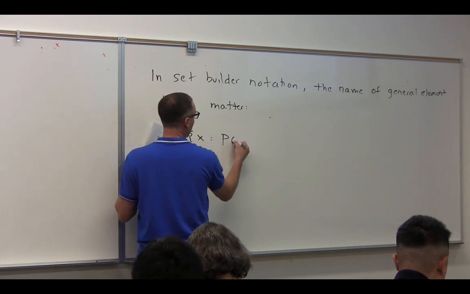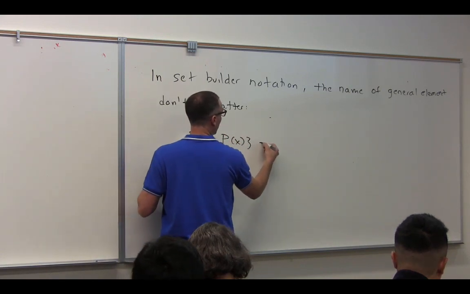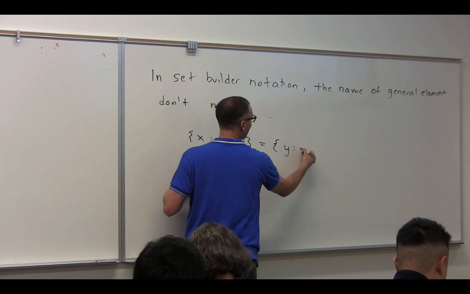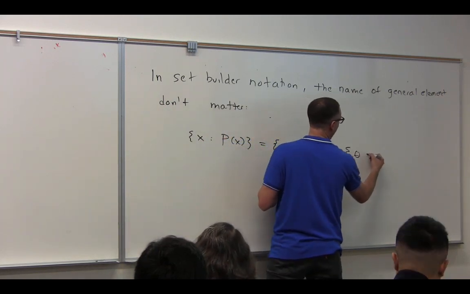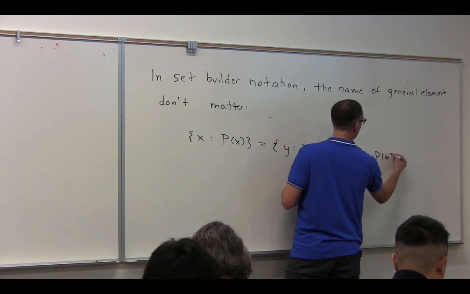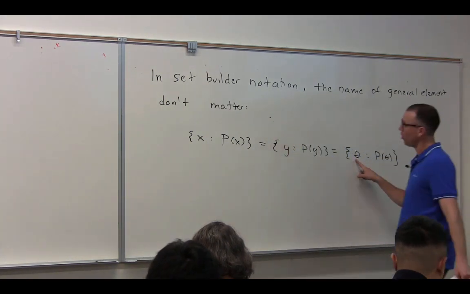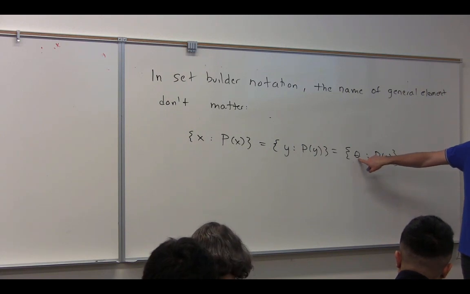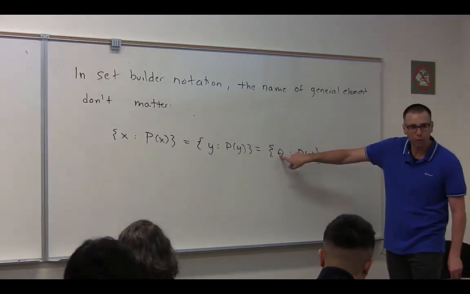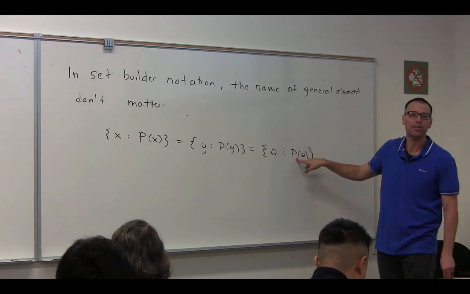X such that P of X is true, I could also say the set Y such that P of Y is true, and I could also say that it's the set theta such that P of theta is true. This is just a symbol. It allows you to represent general elements whose truth value is going to be tested through this proposition, right?